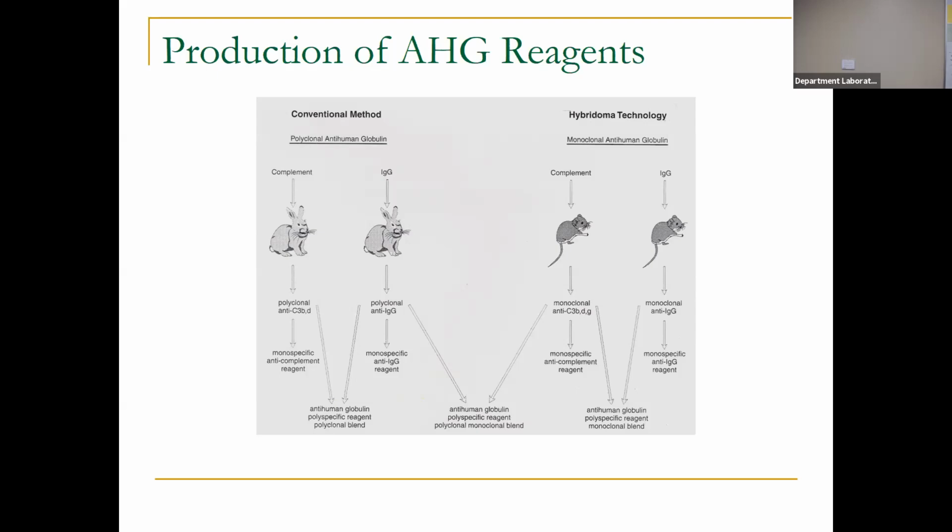Still trying to grasp the difference between how they're formed, I guess.